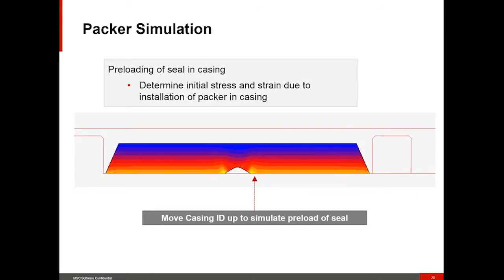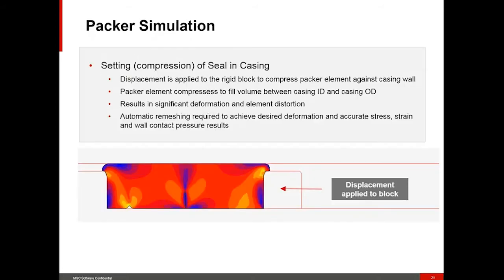There are 3 different load cases in this problem. In the first load case, we will move the casing ID up a small distance to preload the seal. And in the second load case, a displacement to the left is applied to the block so that the seal will be compressed. At the end of this step, the seal will fill the space between the casing ID and casing OD.